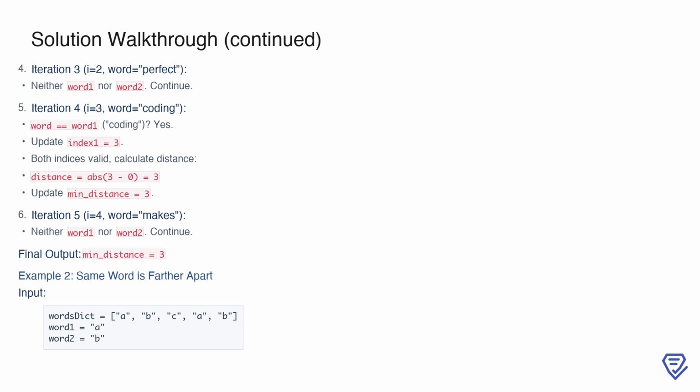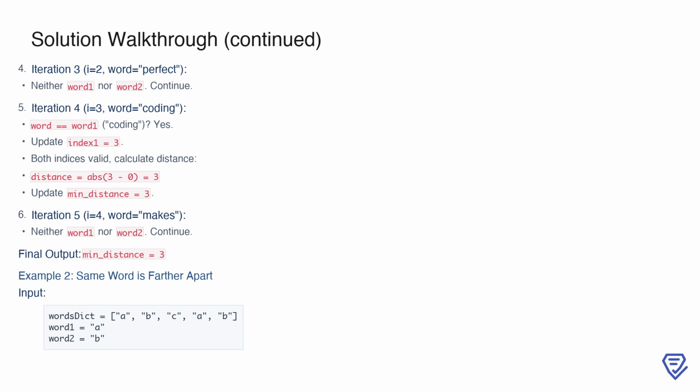At index 3, we find the word coding. This matches word1, so we update index1 to 3. Now that both index1 and index2 have valid values, we calculate the distance as the absolute difference between the two indices, abs(3 - 0), which equals 3. We then update min_distance to 3.